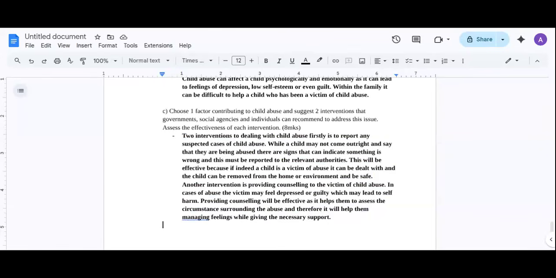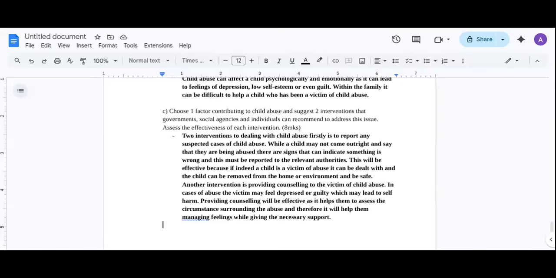So here we have two interventions for dealing with child abuse. Firstly, report any suspected cases of child abuse. While a child may not come outright and say that they are being abused, there are signs that can indicate something is wrong, and this must be reported to the relevant authorities. This will be effective because if indeed a child is a victim of abuse, it can be dealt with and the child can be removed from the home or environment and be safe.